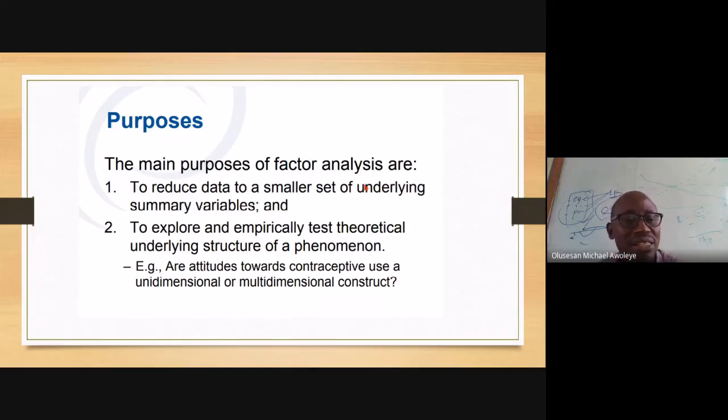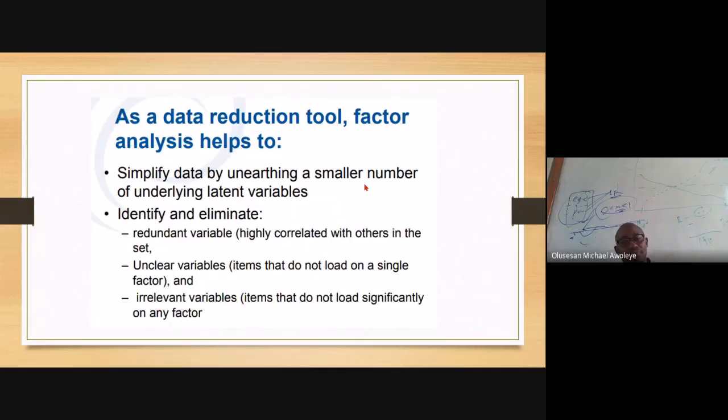The main purpose of factor analysis is to reduce data to a smaller set of underlying summary variables, like I said, and then to explore and empirically test the theoretical underlying structure of a phenomenon. Just like I gave an example the other time. Another example here is our attitude towards contraceptive use: is it a unidimensional or multidimensional construct? Simplify data by unearthing a smaller number of underlying latent variables. You want to dig deep to summarize your items into a smaller number of latent variables.